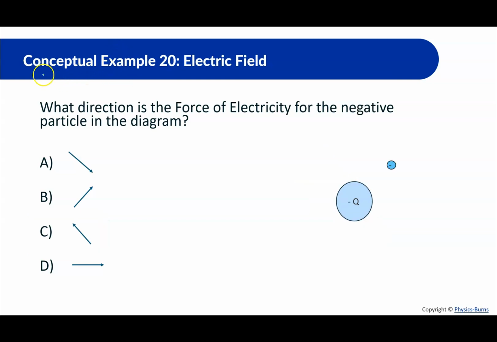Alright, conceptual example number 20. What direction is the force of electricity for the negative particle in the diagram? So like I said, at this point over here, since it's a negative source charge, the field is going to be going towards it. Okay, this is the electric field. And since this is a negative charge, it goes in the opposite direction of the electric field. So the force of electricity is going to go over here. So it should look like that. And the answer is going to be B.